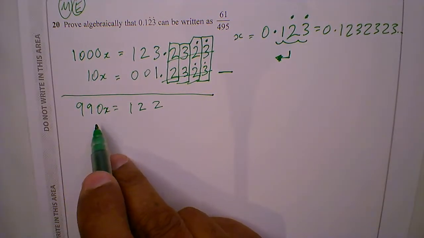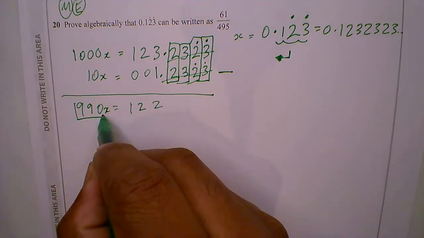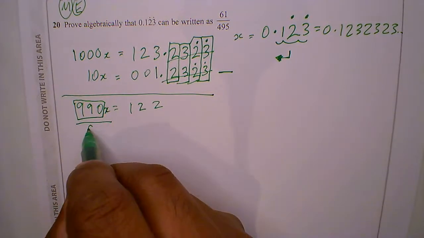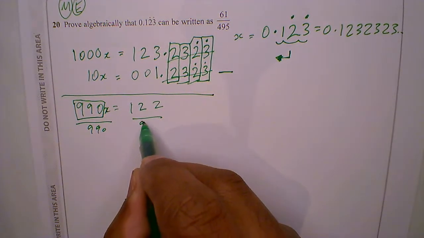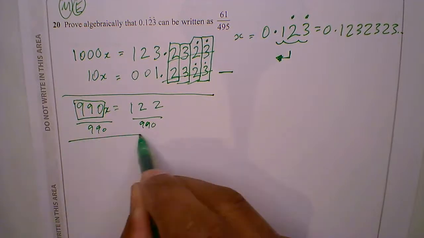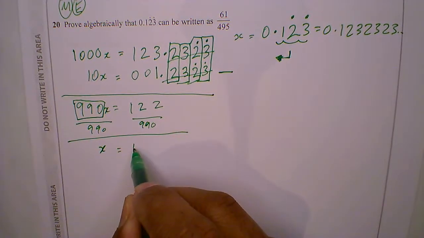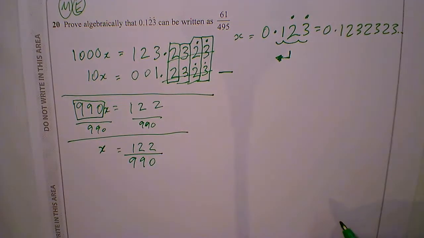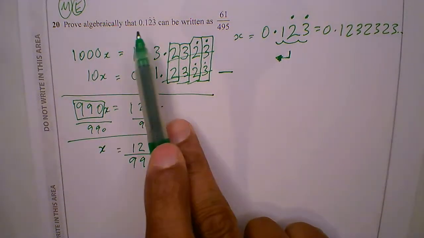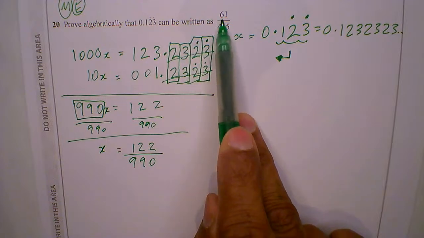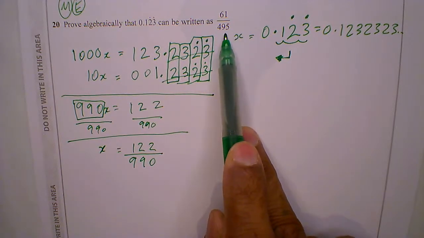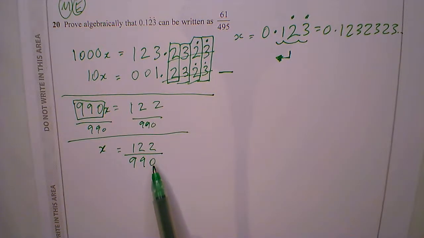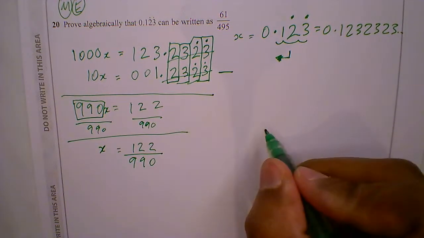So now to get x by itself, we just need to remove the 990, which means we divide by 990 both sides. So x equals 122 divided by 990. Okay, so now if we read the question, it says algebraically that it can be written as 61 over 495. So we need to keep simplifying this. So you can see both of these are even numbers, so we can divide these by 2.